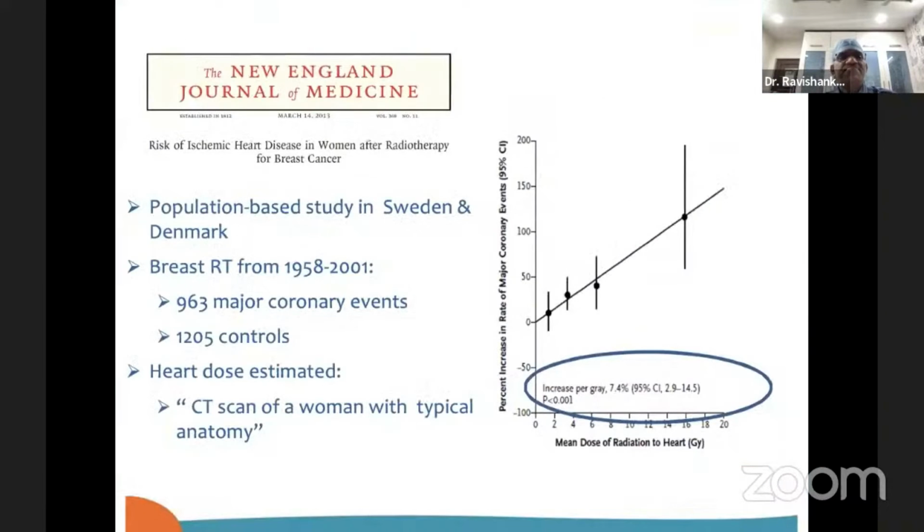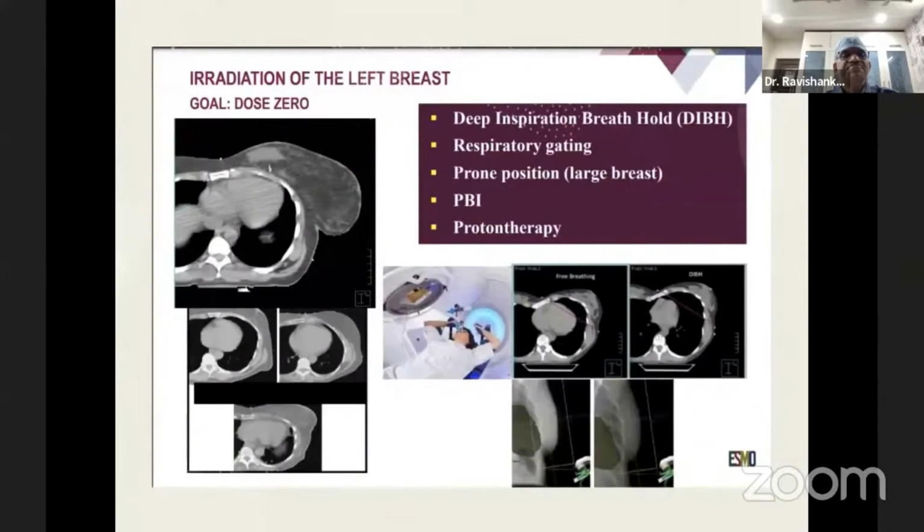This is a good piece of information from NEJM, where they mentioned that for every gray to the heart, the incidence of cardiac related events, like coronary events or congestive heart failure, increases by 7.4%. So that means every gray of radiation on the heart will increase the risk for that individual by another 7.4%.